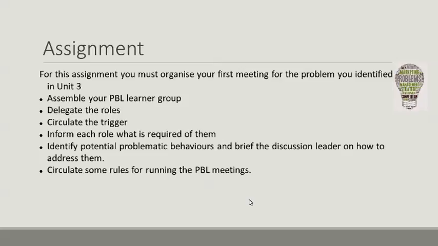For this assignment, you must organise your first meeting for the problem you identified in Unit 3. Assemble your problem-based learner group, delegate the roles, circulate the trigger, inform each role what is required of them, identify potential problematic behaviours and brief the discussion leader on how to deal with them. Circulate some rules for running the problem-based learning meetings.